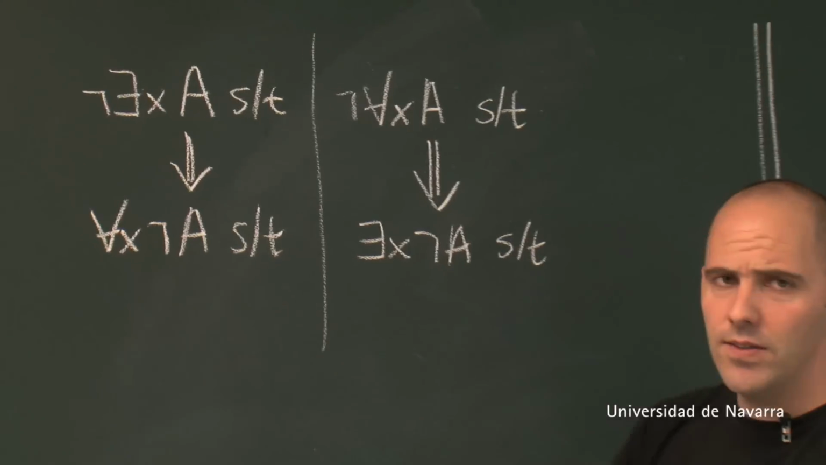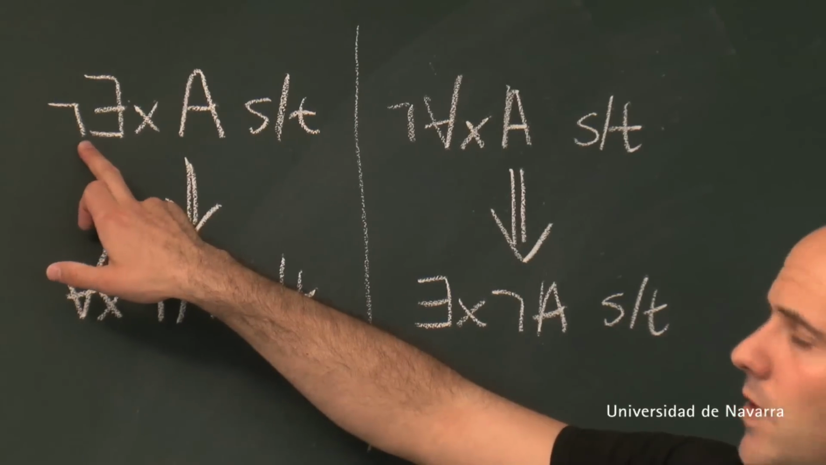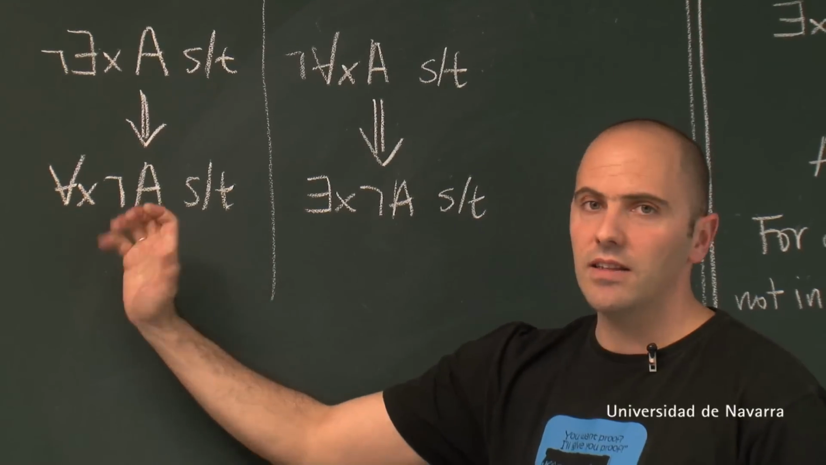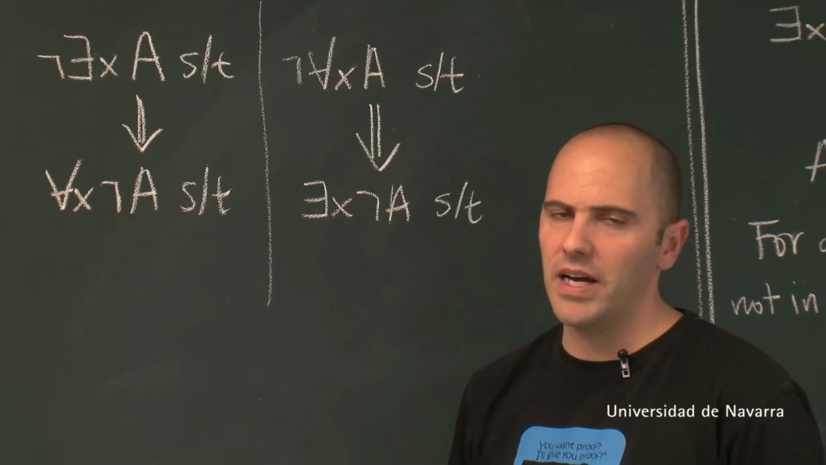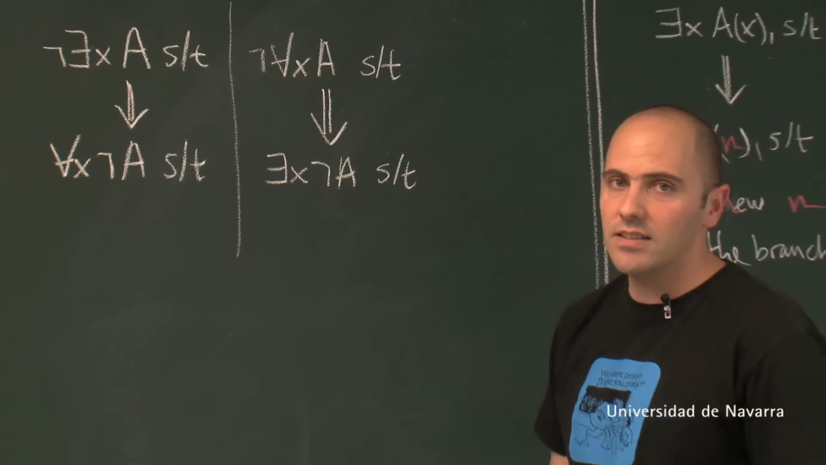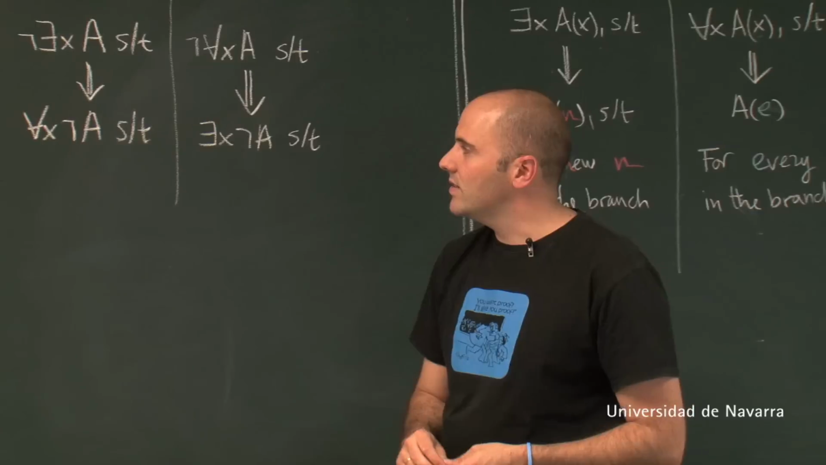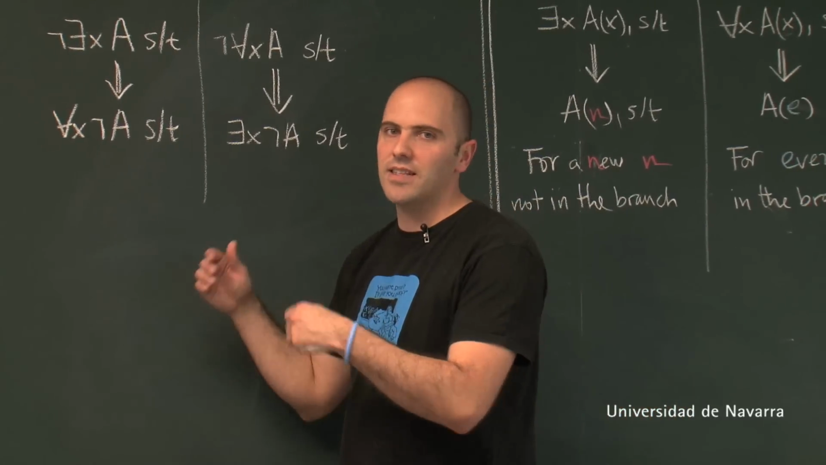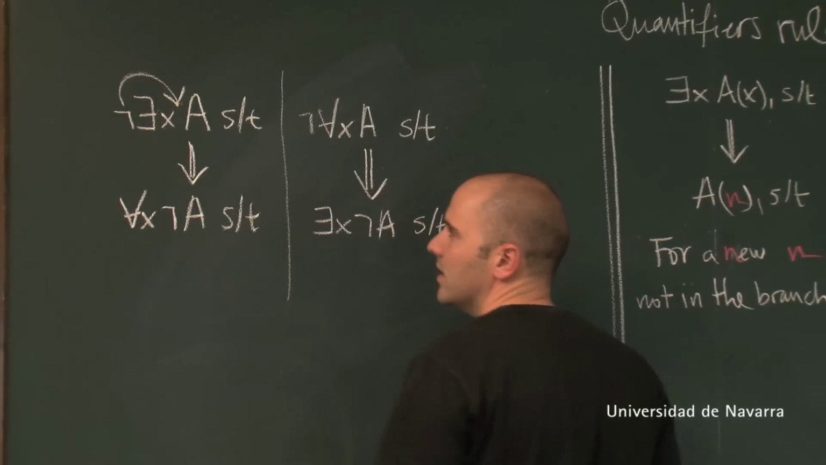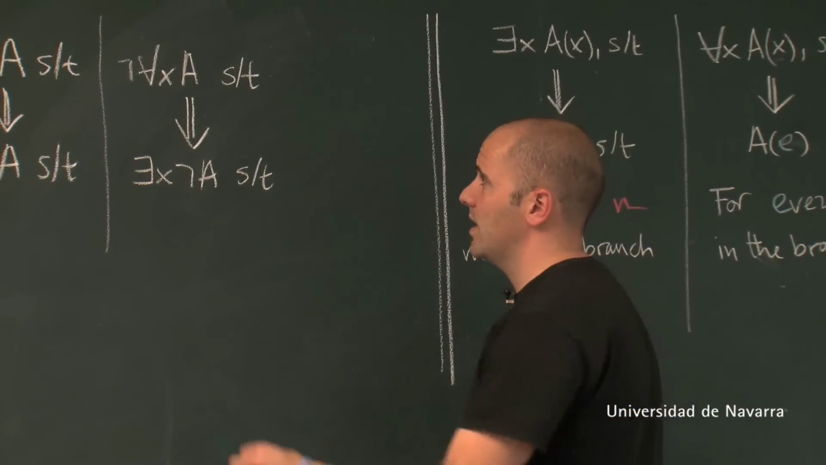Okay, so the easy rules of the quantifiers are these two rules. The rules tell you that if you've got negation of an existential quantifier, you can move the negation in and change the existential quantifier by a universal quantifier. Intuitively, it is not the case that there exists an x that blah blah blah is the same as for all x it is not the case that blah blah blah, right? So you can move this in and change the quantifier, right?